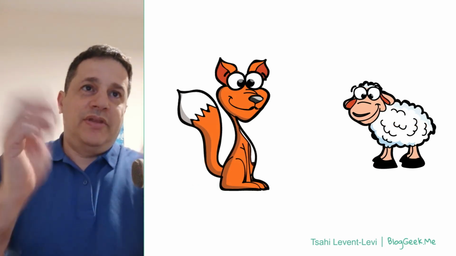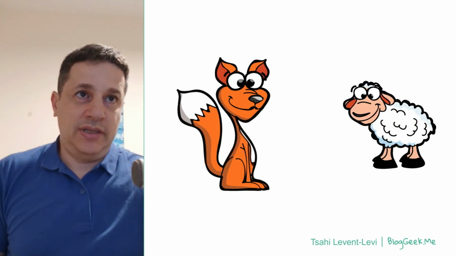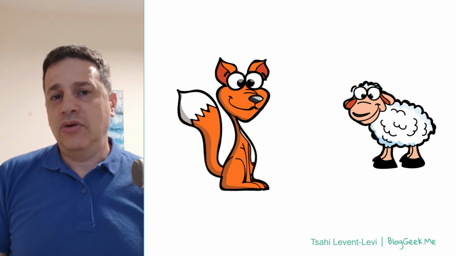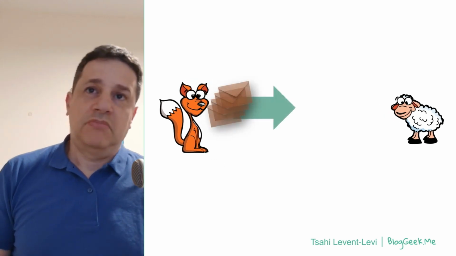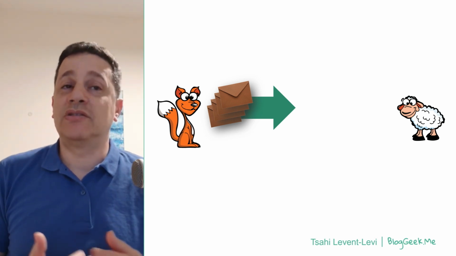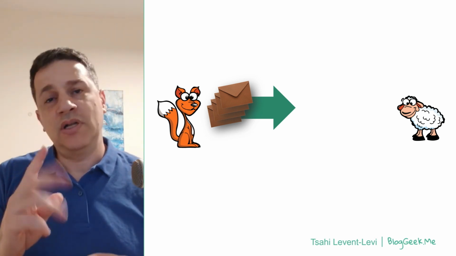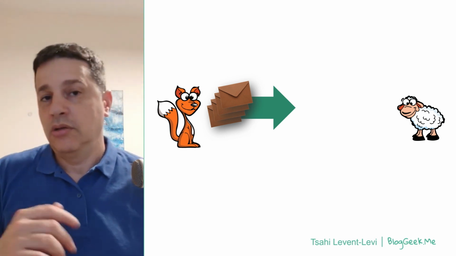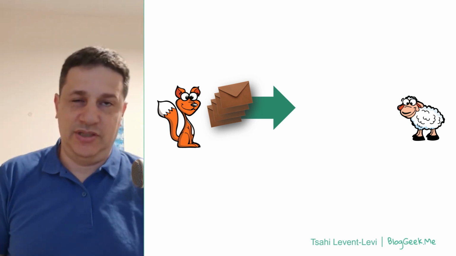So for that, we're going to have these two friends here, the fox and the sheep, and they want to communicate with each other. Now, a few things about that. First, they're not going to send a single message. The fox wants to send multiple messages toward the sheep. Not only one, a few. It's not going to do the thing that I'm doing once a year. It's going to send these messages all the time.